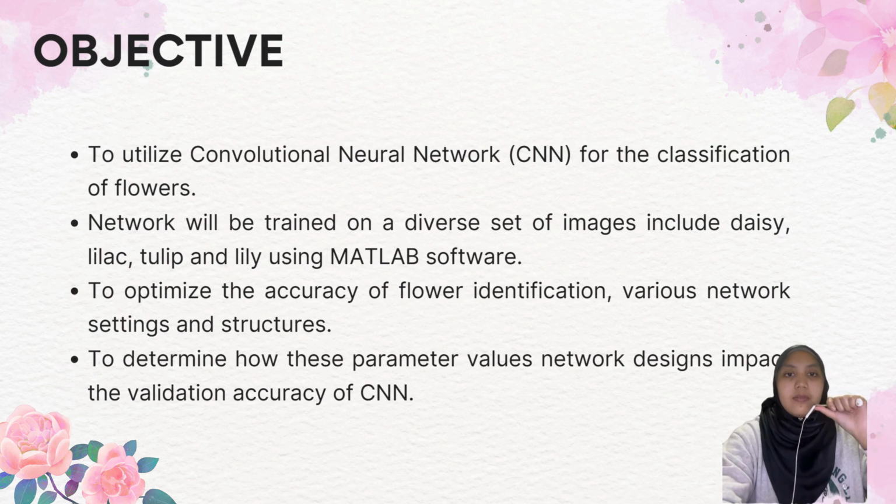First, the objective: to utilize a convolutional neural network (CNN) for the classification of flowers. Next, the network will be trained on a diverse set of images including daisy, lilac, tulip, and lily using MATLAB software. To optimize the accuracy of flower identification, various network settings and structures are used, to determine how these parameter values and network designs impact the validation accuracy of the CNN.